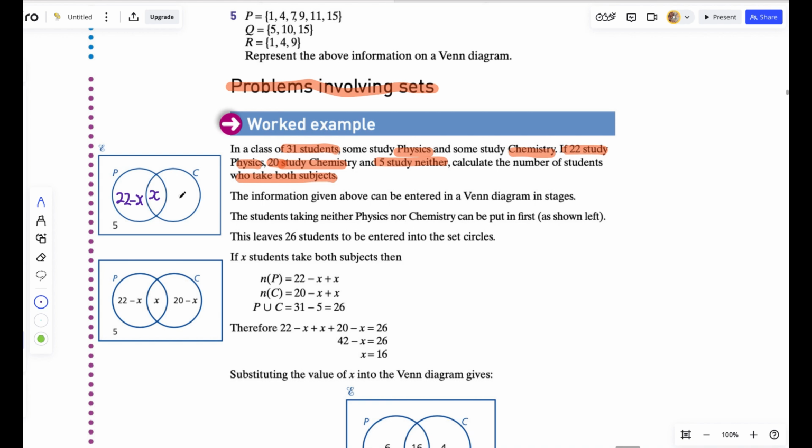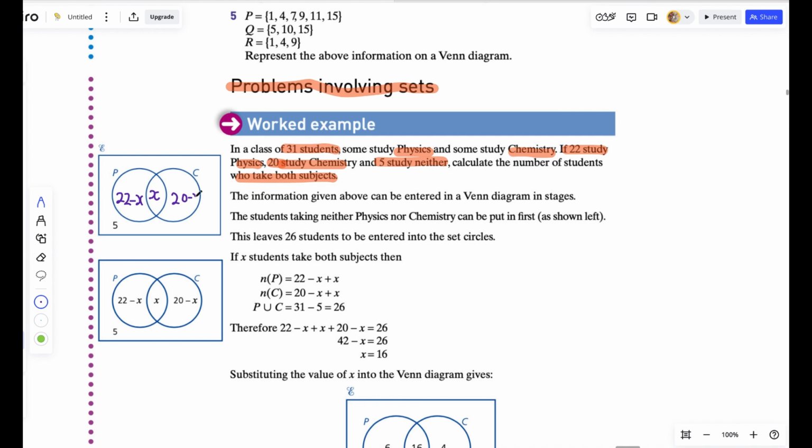To find this place, chemistry is 20 students. So to find chemistry only, you must say 20, because this chemistry includes even this overlap. So to find only here, you must say 20 minus x. This is how we have 20 minus x for the chemistry students.